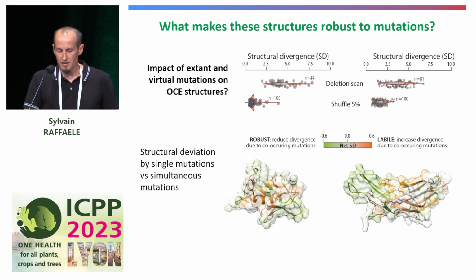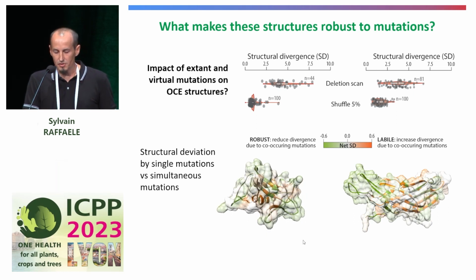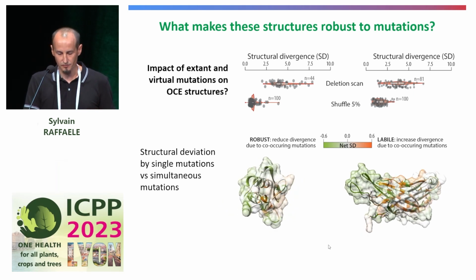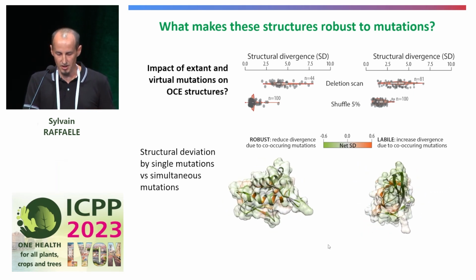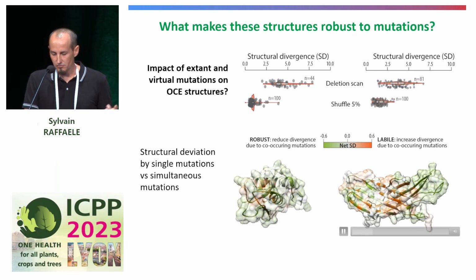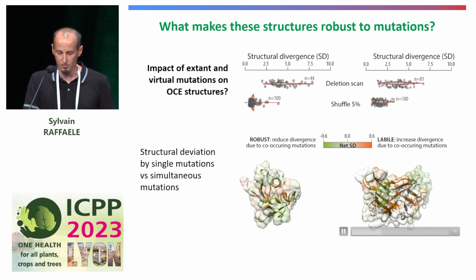So we could derive from that some kind of a metric that describes the effect of a mutation relative to other mutations that could occur in the effectors. Some of them tend to reduce the divergence that is caused by co-occurring mutations. We called these robust mutations, and others tend to increase the structural divergence, and so these are labile mutations. Then we can map this metric onto the different structures. Well, we see that there's no clear pattern here. The property tends to be a little bit random all around the structure.